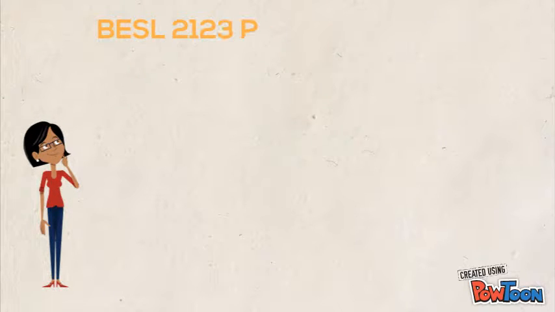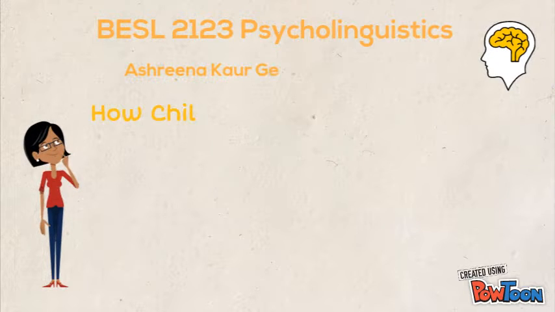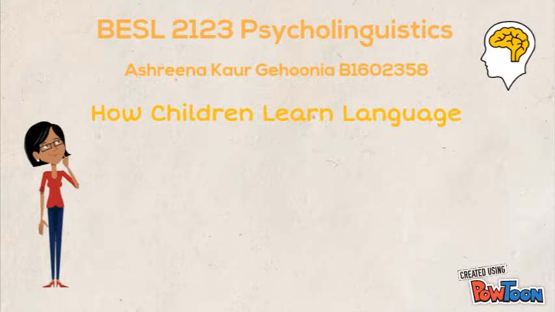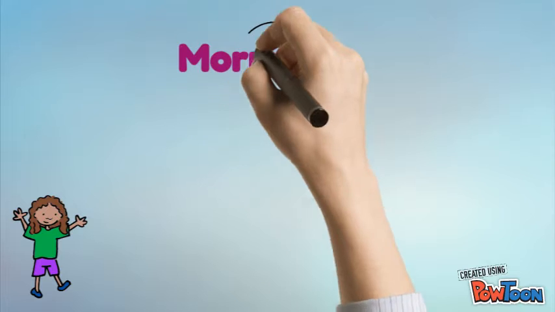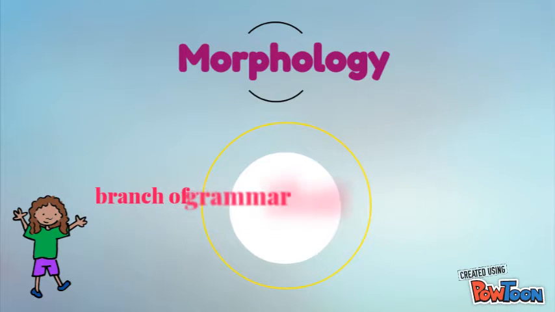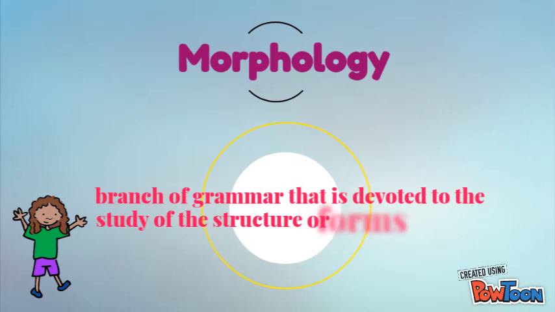Hello everybody, my name is Ashrina and today I'm going to talk about the morphological development in children. Before that, let's discuss what morphology is. In linguistics, morphology is the branch of grammar that is devoted to the study of the structure of forms of words, primarily through the use of the morpheme construct.